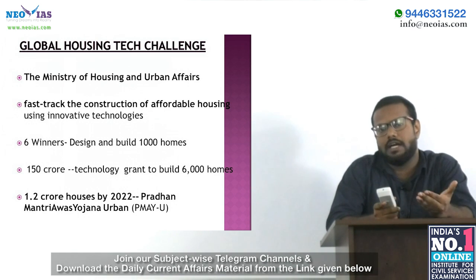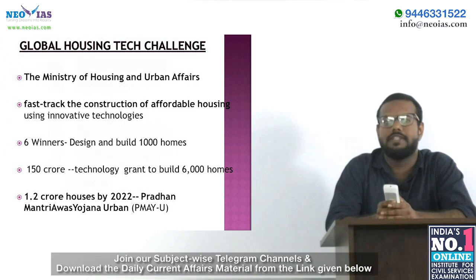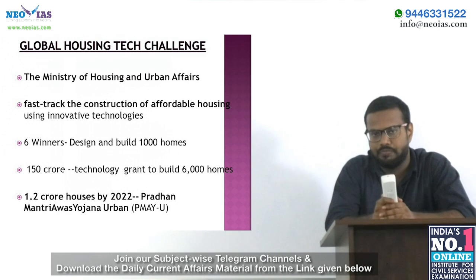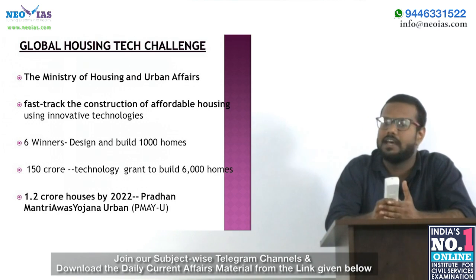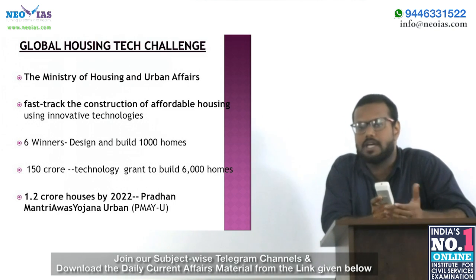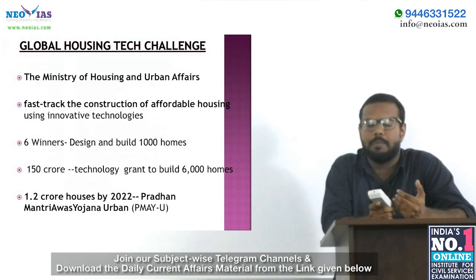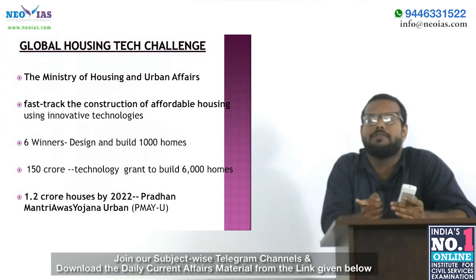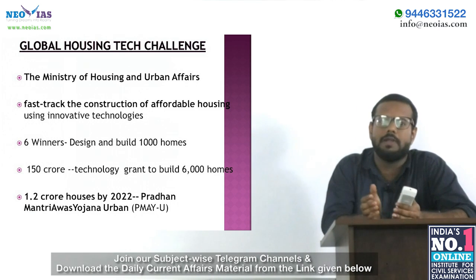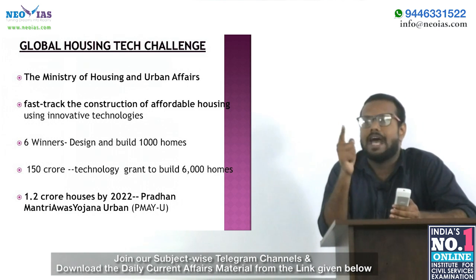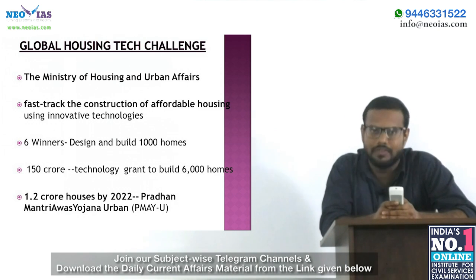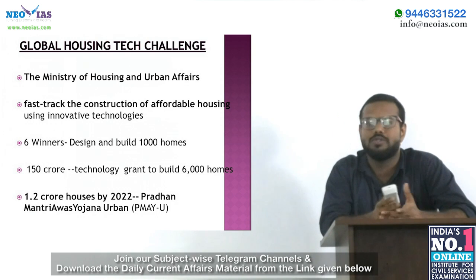And as it is a challenge, the 6 winners of this challenge will be able to design and develop 1,000 homes each. So 6 winners will be able to build and develop 1,000 homes each. That makes 6,000 homes. And for these 6,000 homes, the central government has given an additional grant of 2.5 lakh rupees per home. For that purpose, the government will offer 150 crores as the technology innovation grant to build these 6,000 houses.